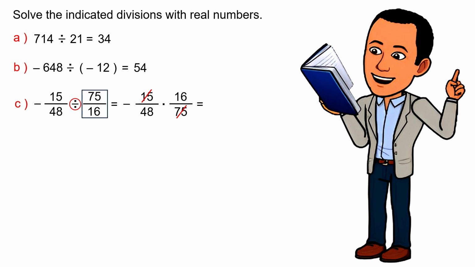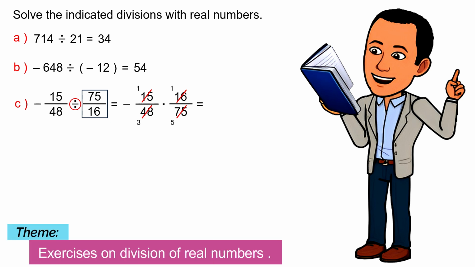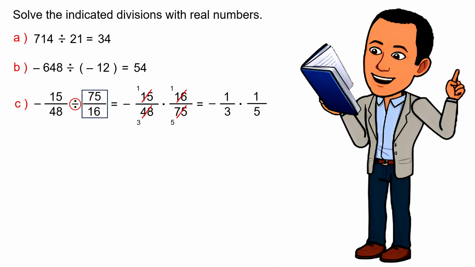15 of 15 is 1 and of 75 is 5. Also simplifying the 48 with the 16, we would have 16 of 48 is 3 and of 16 is 1. Then the fractions are reduced to the multiplication of minus 1 divided by 3 multiplied by 1 divided by 5, where applying the law of signs the result will have a negative sign, and multiplying numerator with numerator and denominator with denominator of each fraction, the final result is minus 1 divided by 15.